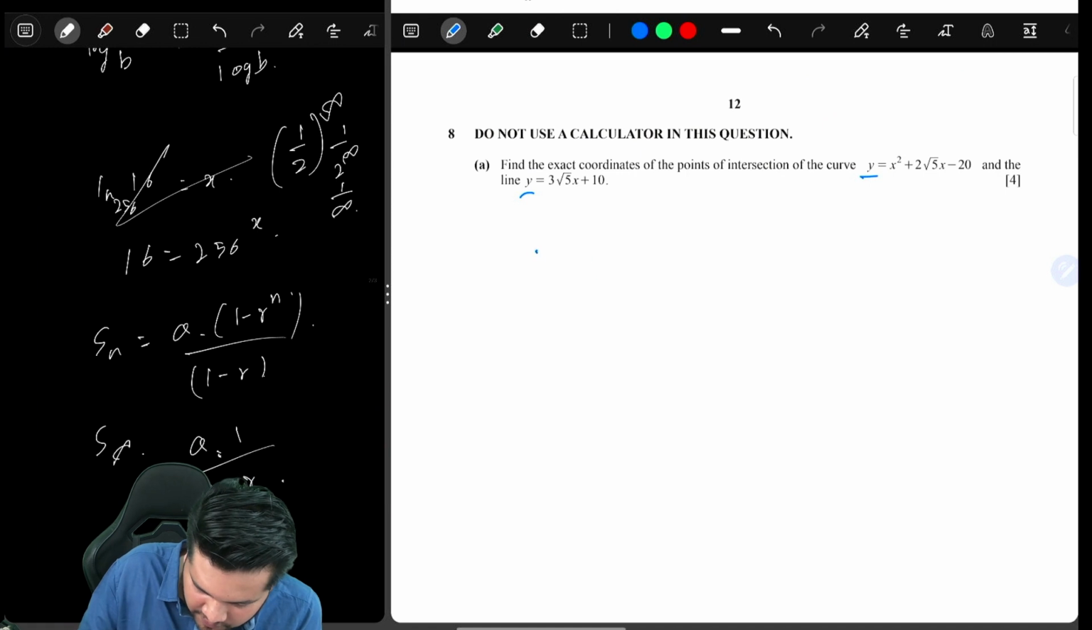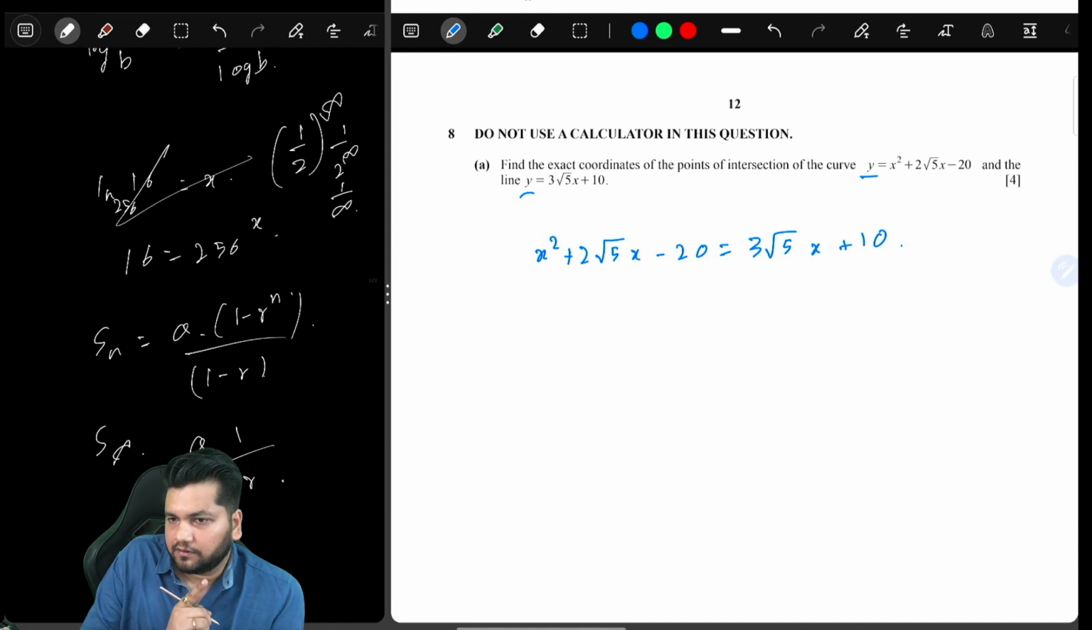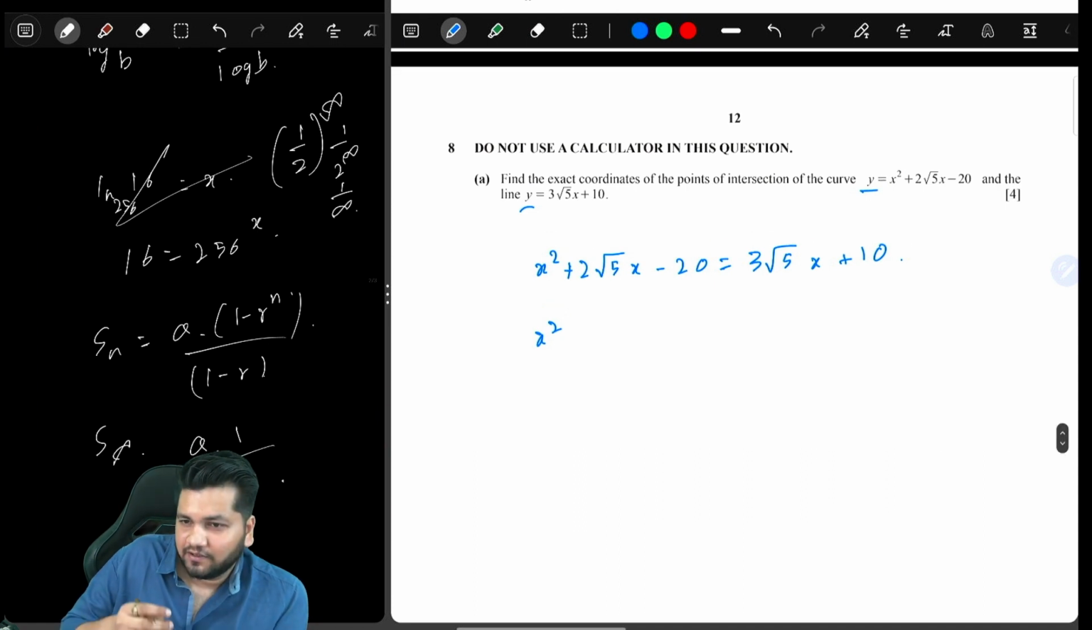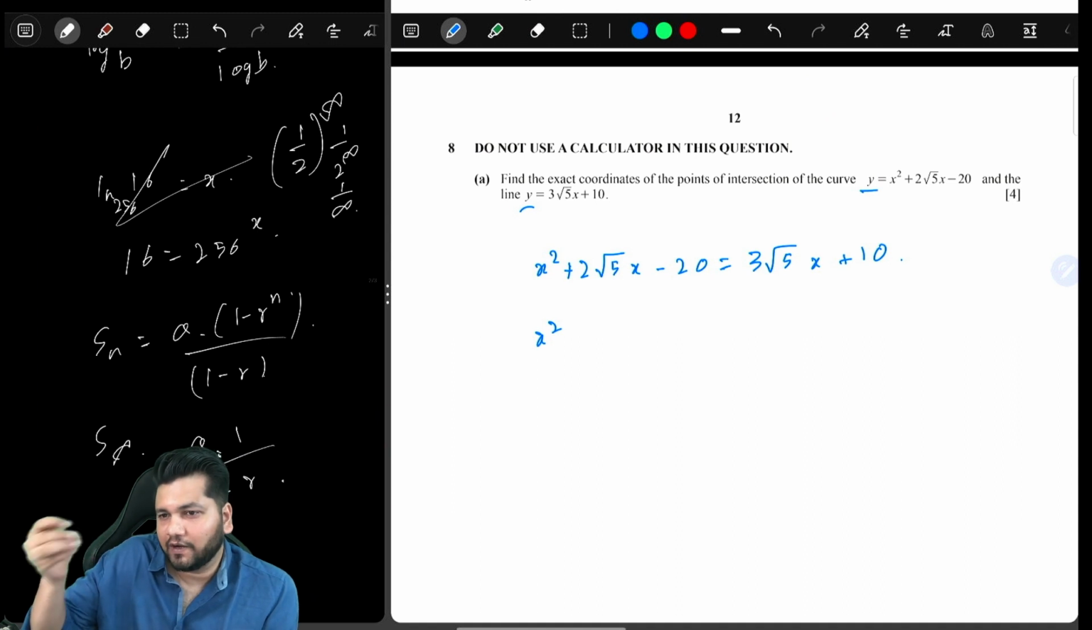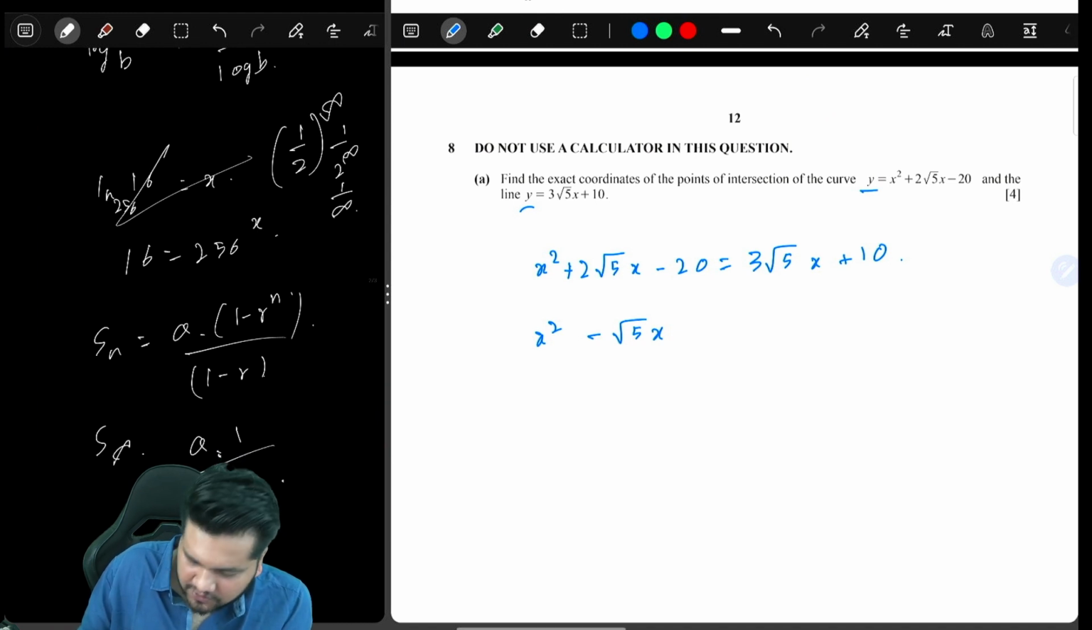So we can write x square plus 2 root 5 x minus 20 is equal to 3 root 5 x plus 10. Now shift everything to the left-hand side. So we'll get x square, and 2 root 5 x minus 3 root 5 x is like 2x minus 3x, which is minus x. So it's going to be minus root 5 x. I hope you got it. Then minus 20 and 10, you shift to the other side. It's going to be minus 30 equals 0.